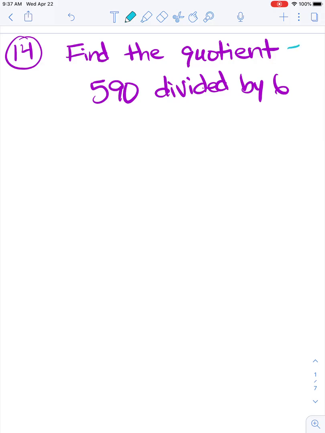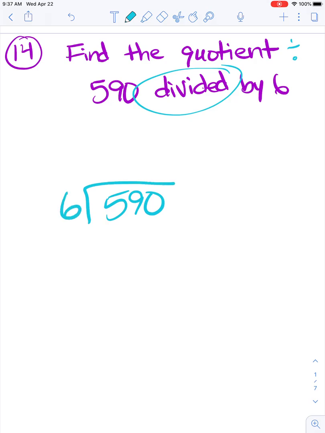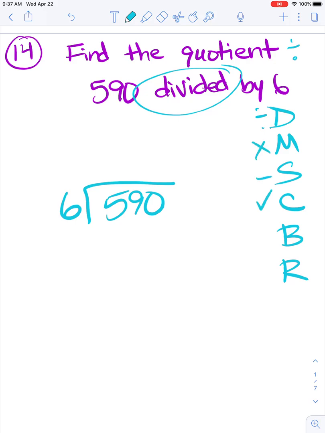All right, here we're going to find the quotient. You guys know that quotient is the answer to a division problem, plus they give you divide. So we're going to take 590 divided by 6. All right, remember our steps. Does McDonald's serve cheeseburgers raw? Stands for divide, multiply, subtract, check, bring down, repeat, or remainder.